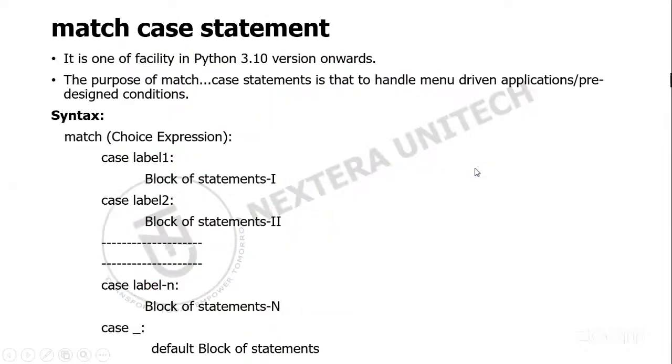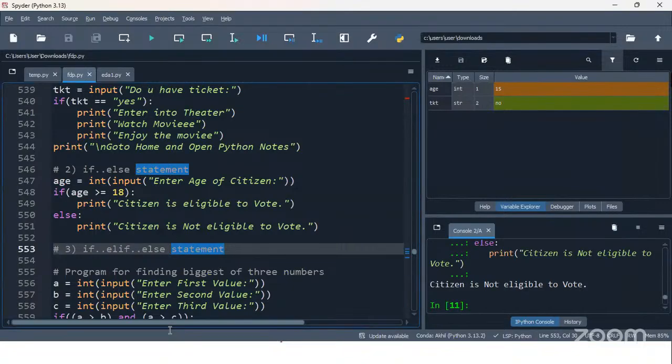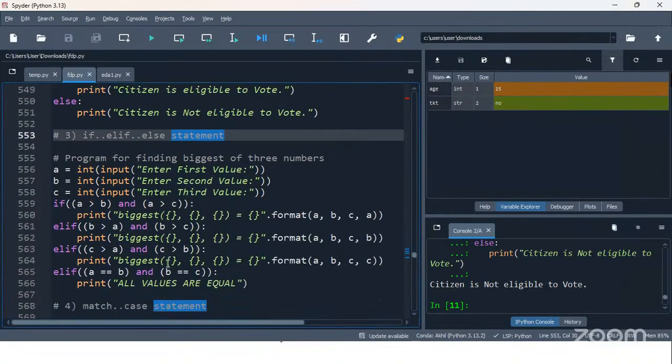Okay, so the flow chart is nothing but you'll have the if block initially. If the condition is holding true, it executes the block of statements, then directly other statements in the program. Right? In this way, the journey continues. The flow continues. We'll take an example for if, elif, else statement.